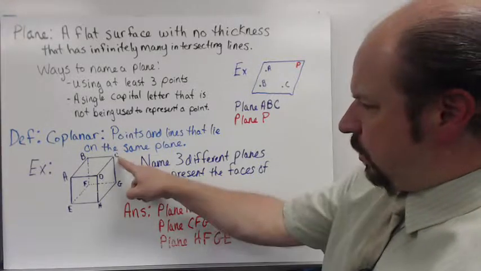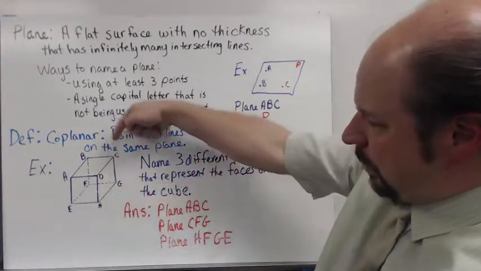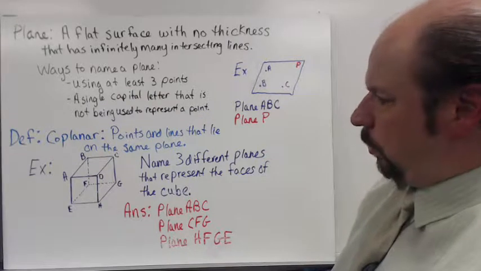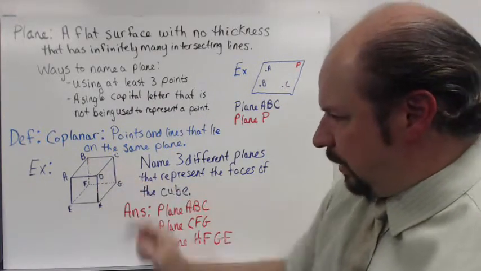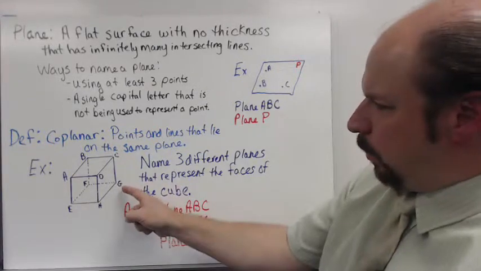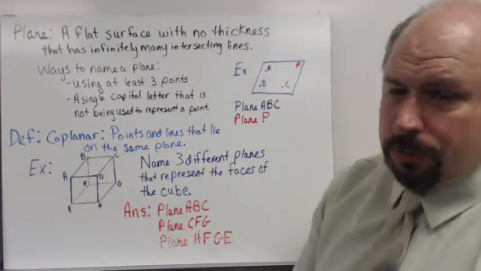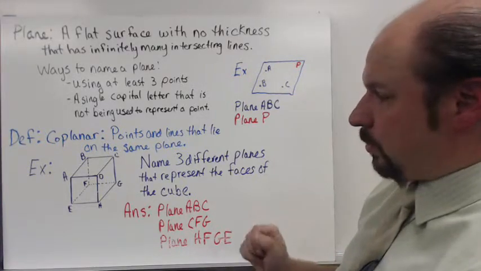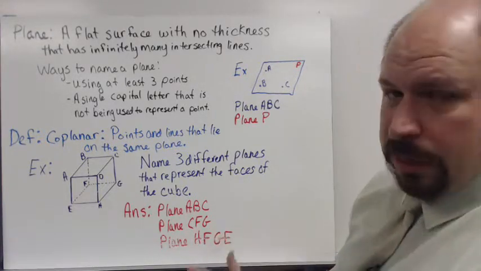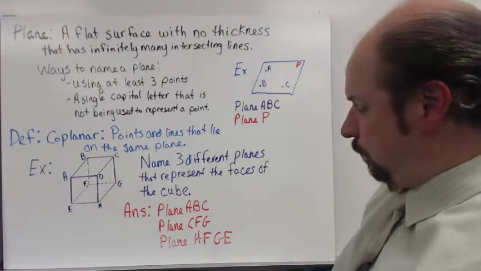Now CFG, that is the back of our cube. And notice again, I could have said BCFG, or I could have said plane GFCB if I had wanted, but I just chose to use those 3 particular letters. Doesn't matter the order, doesn't matter what letters you choose to name the plane.